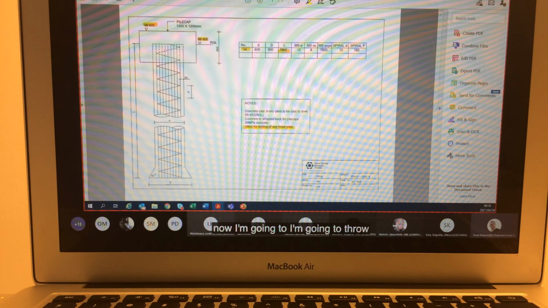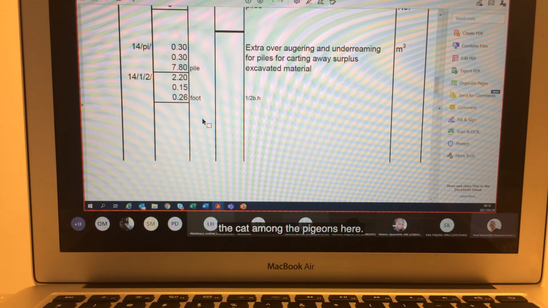Now, if we look at the dimensions, I'm gonna throw the cat among the pigeons here. First and foremost we measured the cylinder. We've used the radius of 300 by 300 by the length of the pile, 7 meter 800, times pi times 14, which makes sense because that is the volume of a cylinder. Then we look at the next one. The next one has a dimension of 2.2. Now, where on earth do we get 2.2 from? What is 2.2? I now need to determine what that 2.2 is.